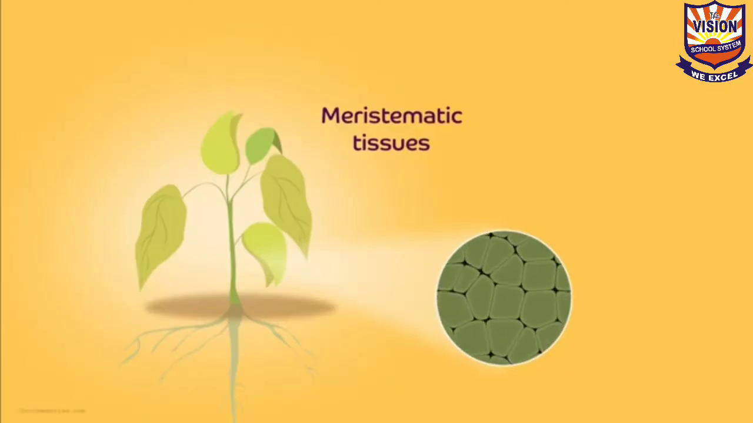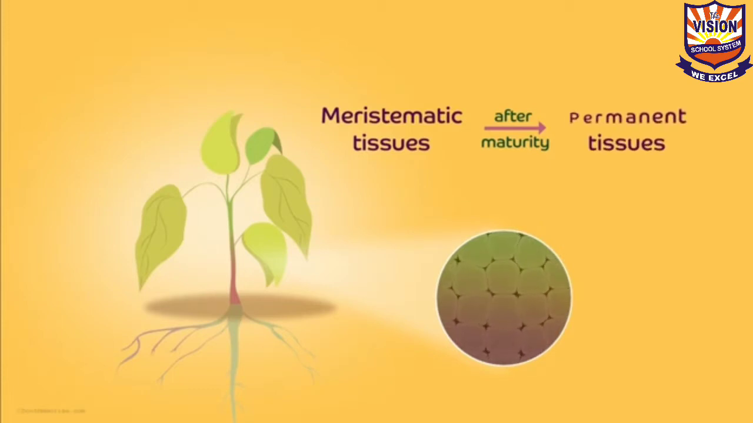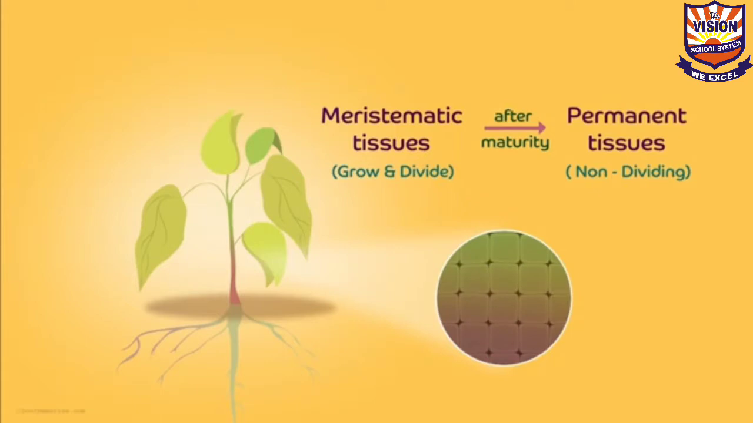So when meristematic tissue has divided and reached the final stage of division, it attains maturity. After this point, these tissues don't divide anymore. They only get differentiated into different parts. And these non-dividing tissues become permanent tissue. So basically, when tissue grows and divides, it is called meristematic tissue, and when it finally matures and divides no more, it becomes permanent tissue. So permanent tissues are nothing but mature meristematic tissues.